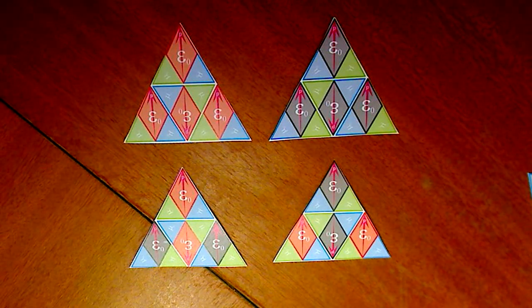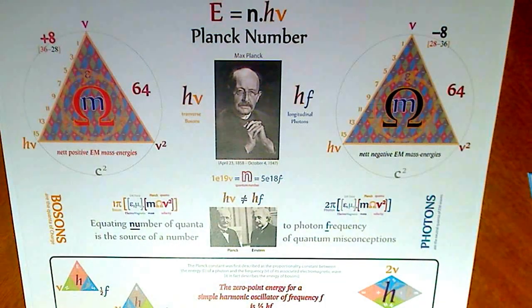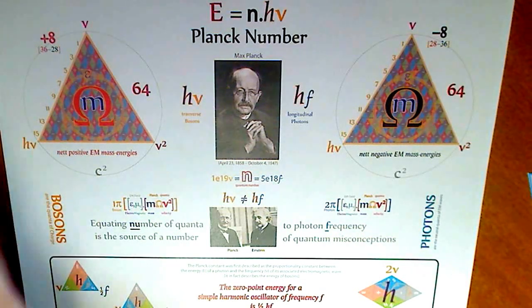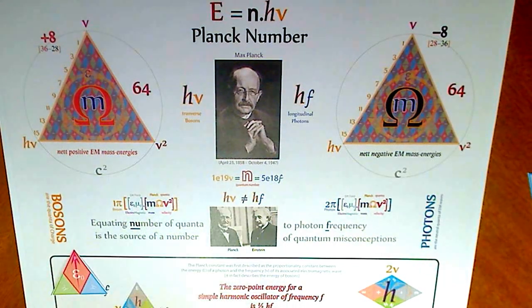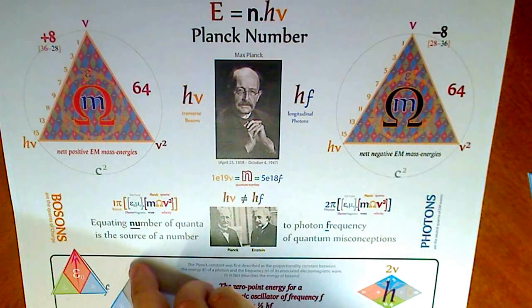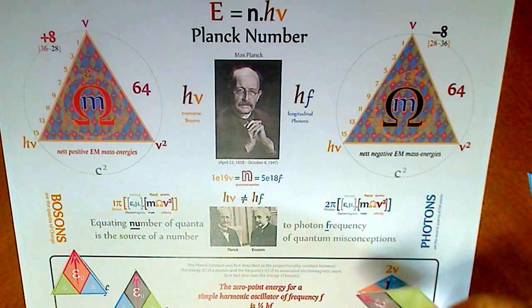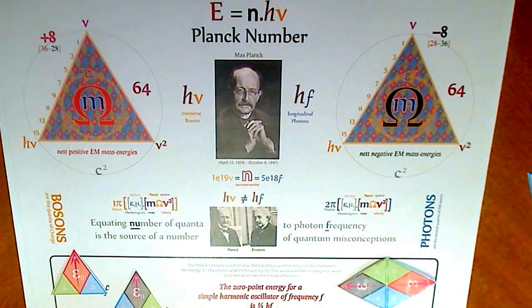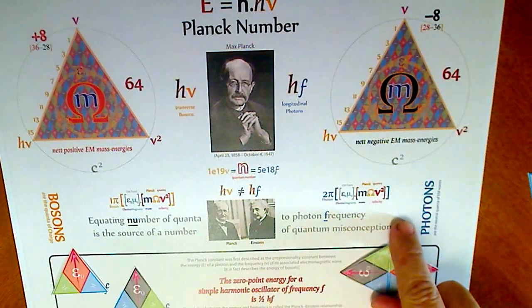Before I jump into the next one, an important point to bring up, which creates no end of confusion, is the relationship between n h nu and n h f. That is the Planck-Einstein relationship. Planck quanta, as I said, are simply triangles of energy. They can be positive, as shown here, or they can be negative charges. But they are single quanta, nu, as in number. Whereas Einstein's photon, the quantum of electromagnetic force, is in fact a quantum harmonic oscillator.